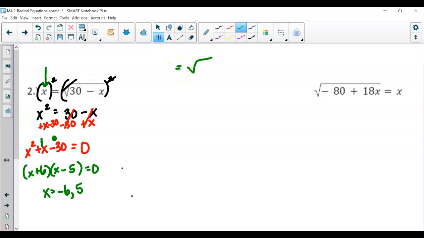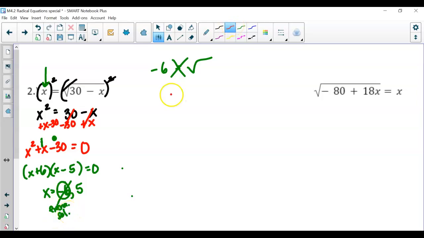So remember, our radical cannot equal a negative value. So can our radical equal x, which is negative 6? No. So it cannot equal negative 6 because it cannot equal a negative value. So negative 6 is an extraneous solution.